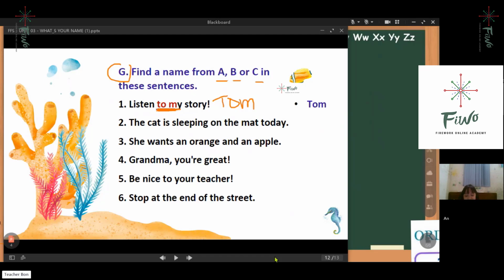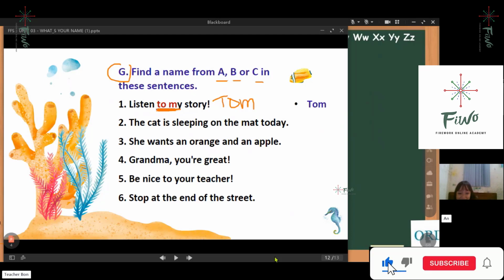Yes. Okay. So number two, please read. The cat is sleep. Sleeping? No, it's sleeping with ing because we're using here is. Okay, go. The cat is sleeping. The cat is sleeping. Okay, continue.